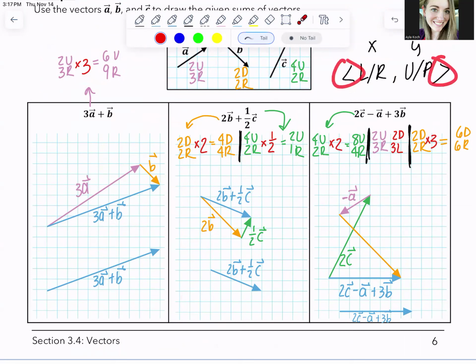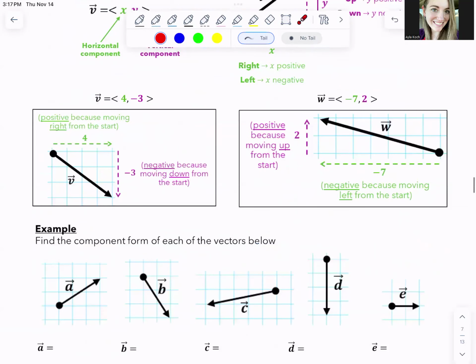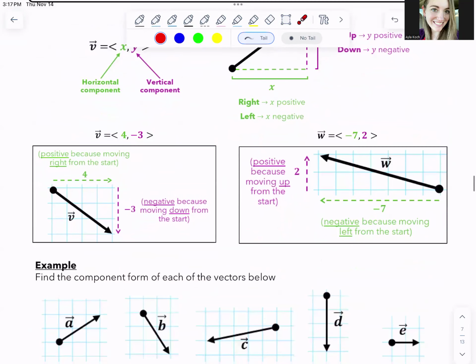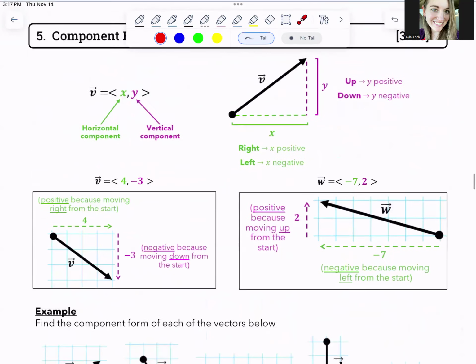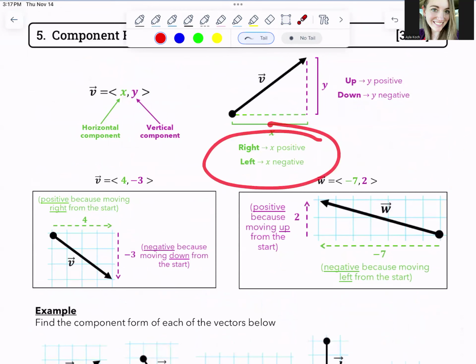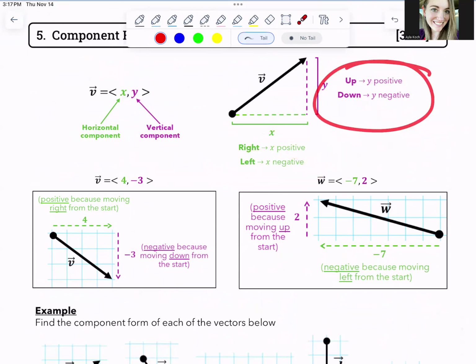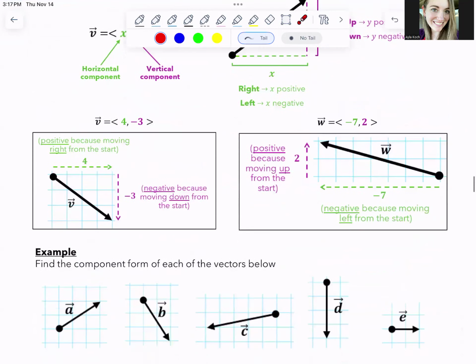There are these little angly brackets, and we use some value for left or right here, some value for up or down here. We call the x the horizontal component, the y the vertical component. If x is positive, you move to the right. If x is negative, you move to the left. If y is positive, you move up. If y is negative, you move down.